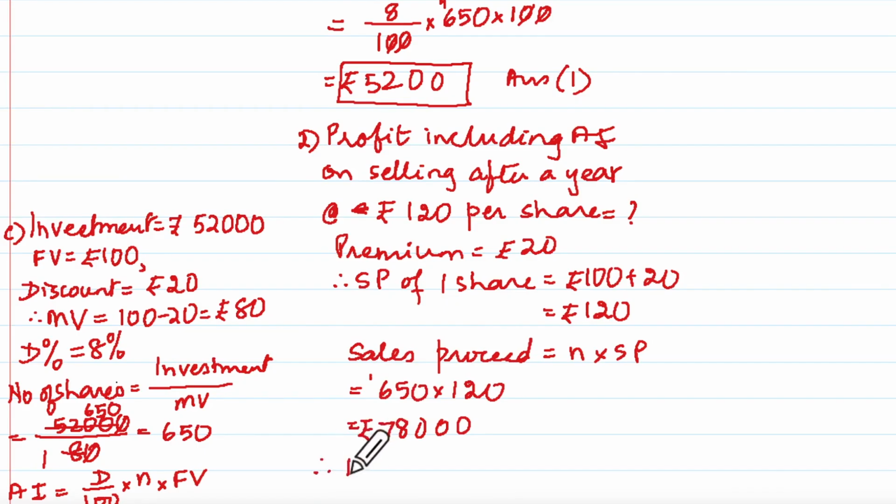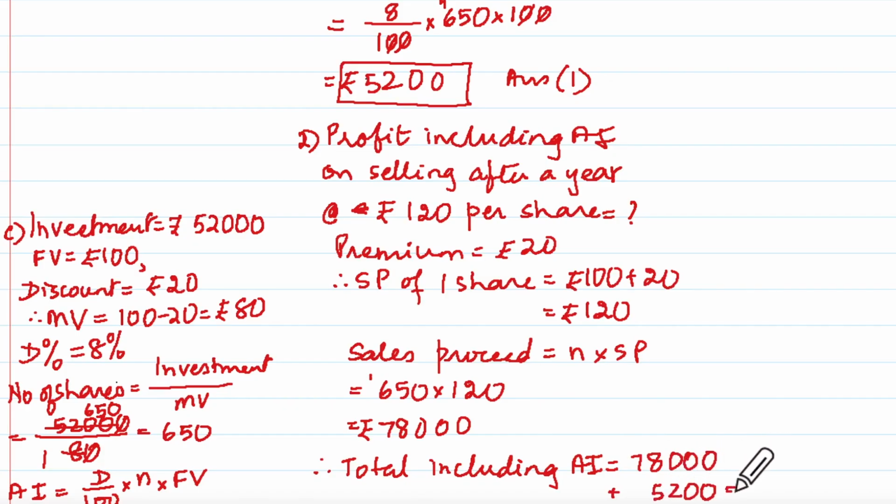Okay, so therefore the total including AI. Sale proceeds minus investment. Don't do that. The total including AI will be 78,000 plus AI, which is 5,000.